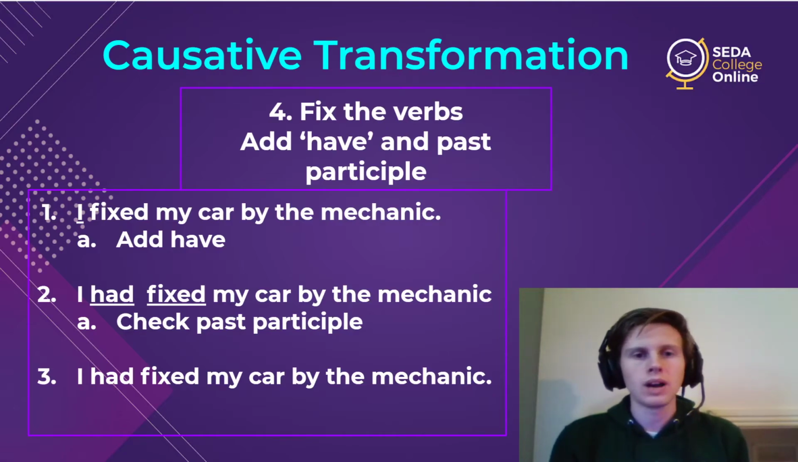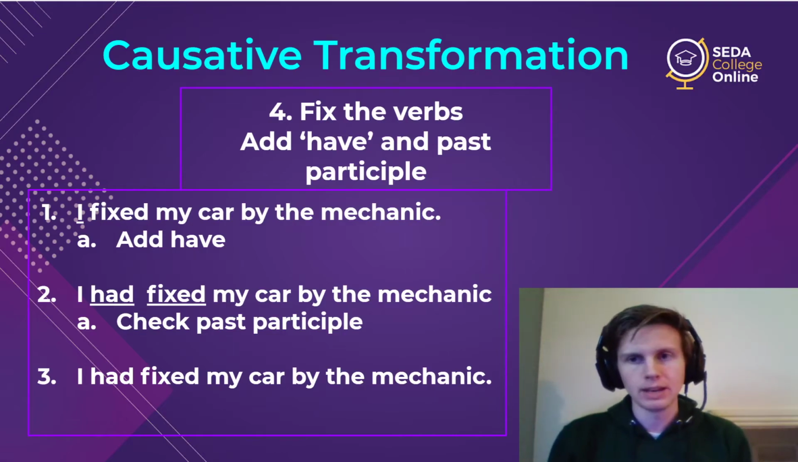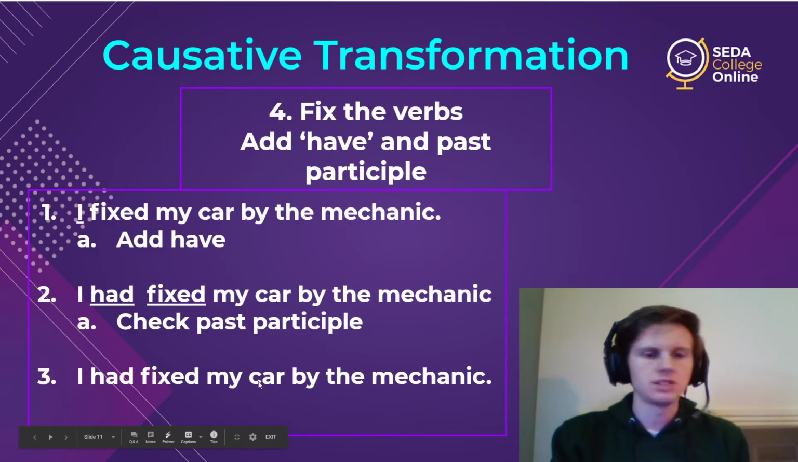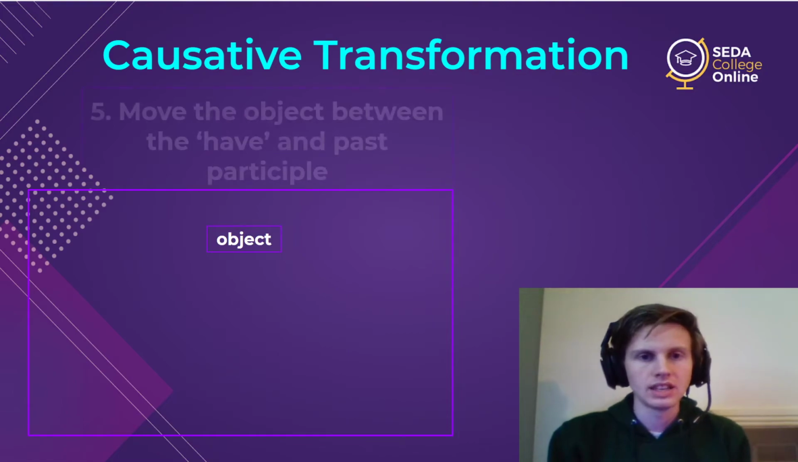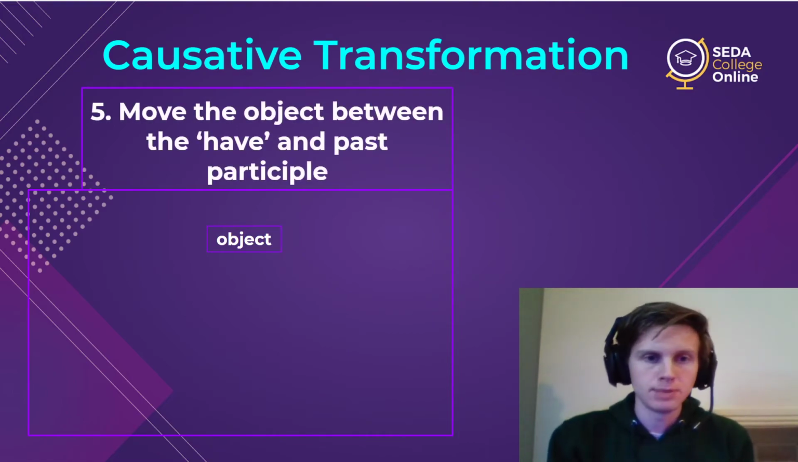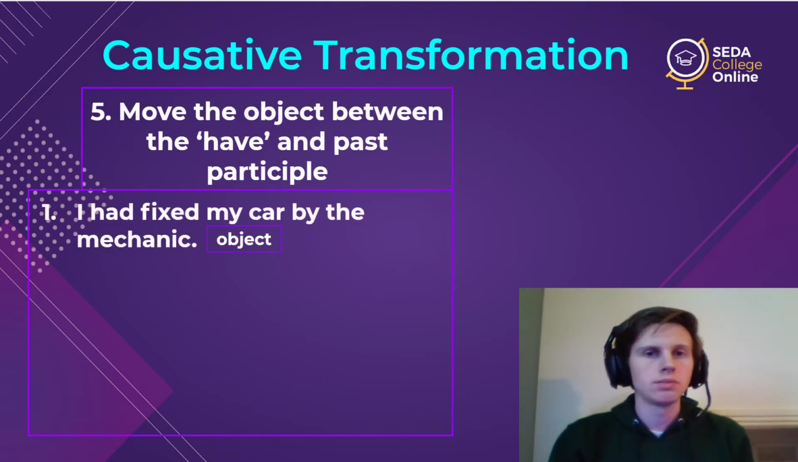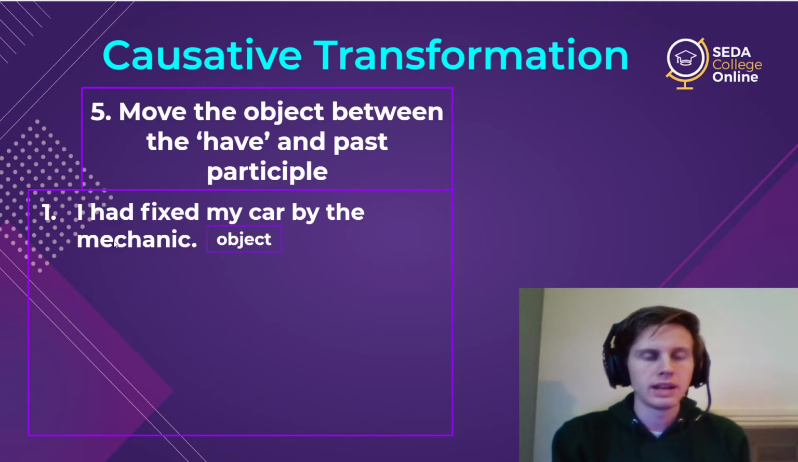And so this is why the final step, number 5, is so important. Because if you do not do the final step, you make a past perfect sentence, and this sentence means something totally different than the causative sentence. So the final thing is to move the object between the have and the past participle. So we have our in-between sentence. I had fixed my car by the mechanic.